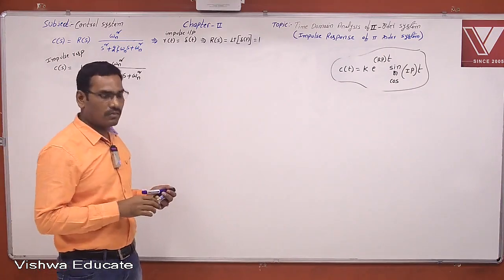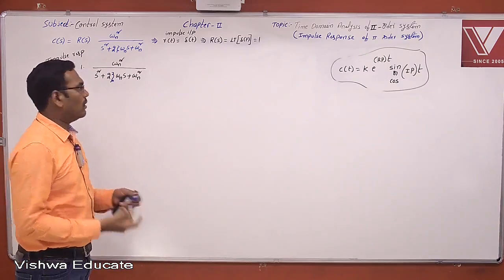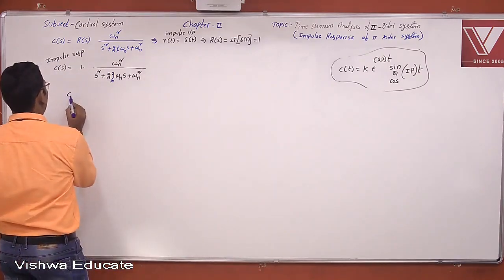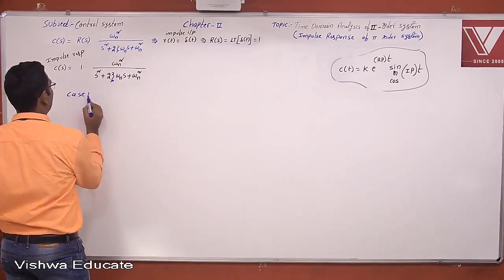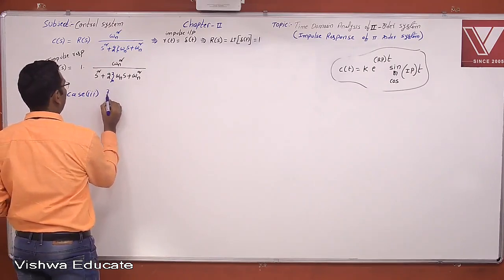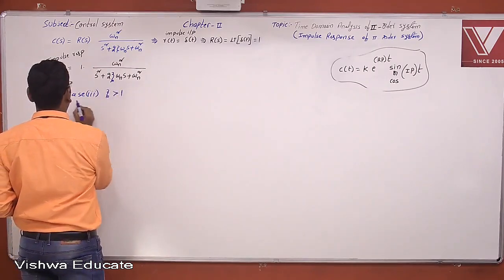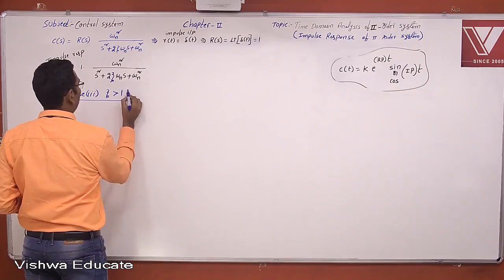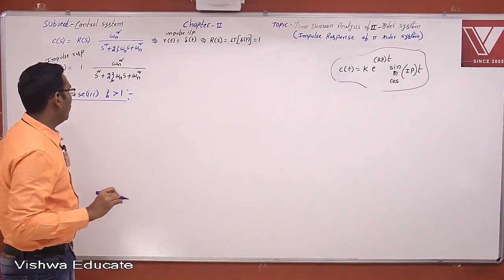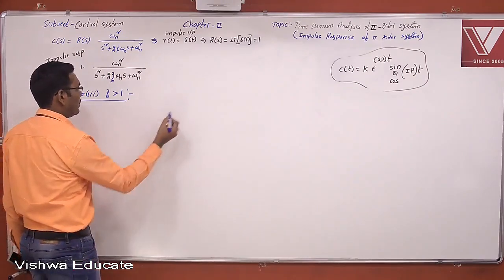Okay, now the students will see case 3. Now what is case 3? Just now you see case 3, it is nothing but when damping factor zeta is greater than 1. When damping factor zeta is greater than 1, what happens? Where are the poles located?